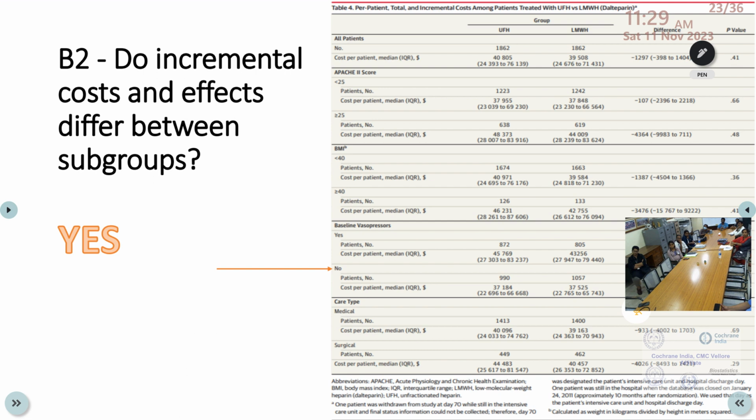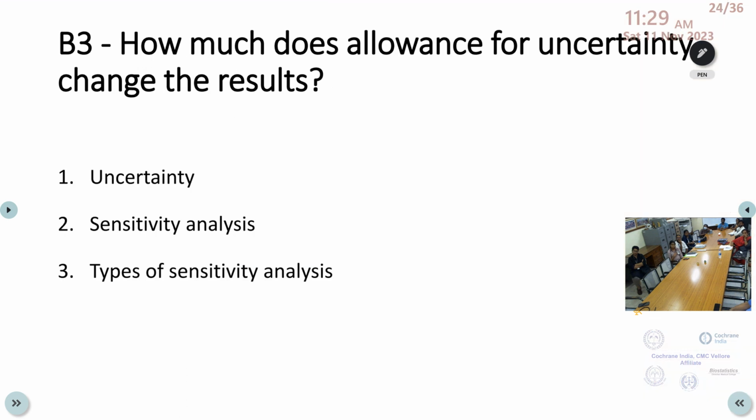If you look at minus 4,364 to minus 107. Apart from the baseline patients not requiring vasopressors, which tend to show unfractionated heparin might have been overall more cost effective, the others all show that low molecular weight heparin is more cost effective. And the last thing is how much does allowance for uncertainty change the result.